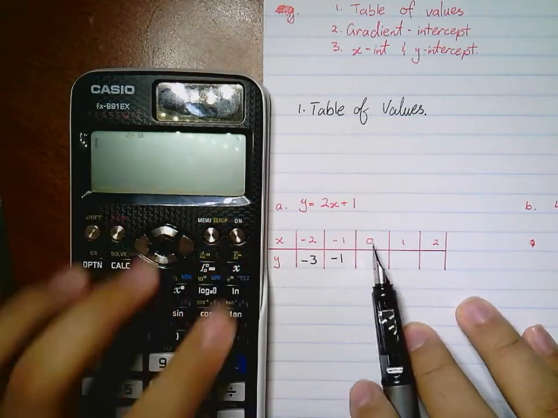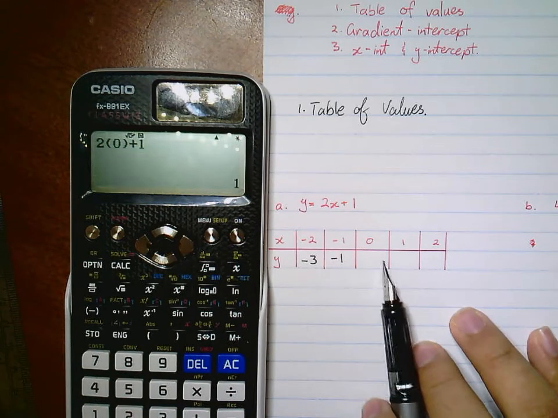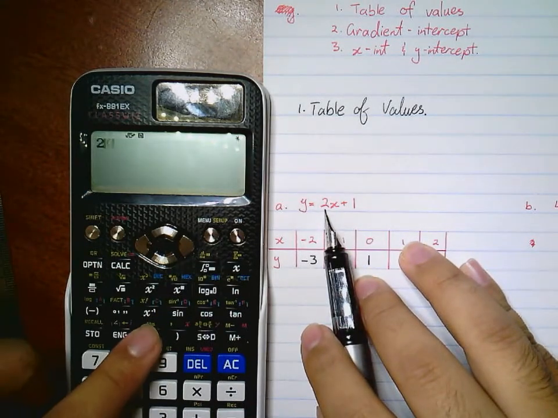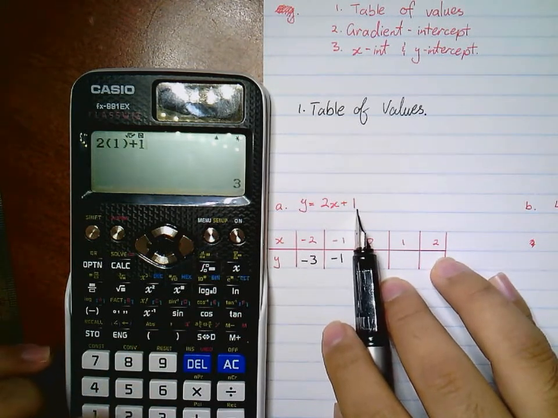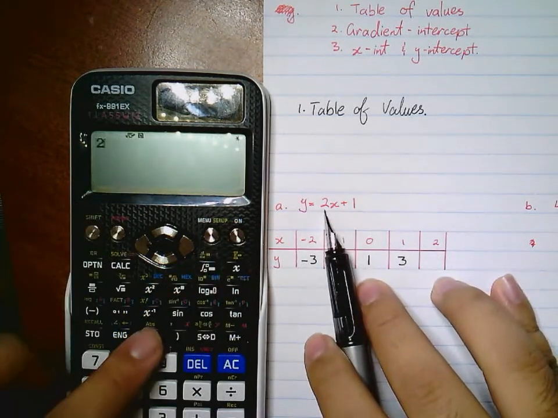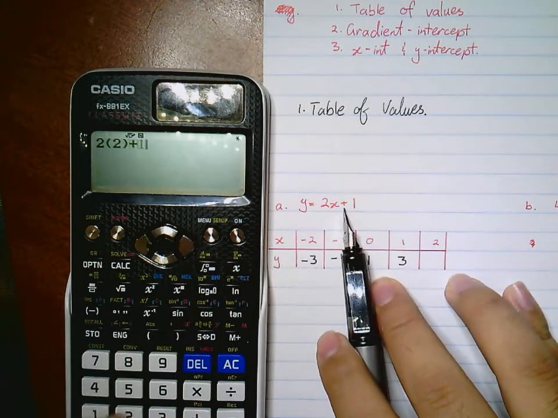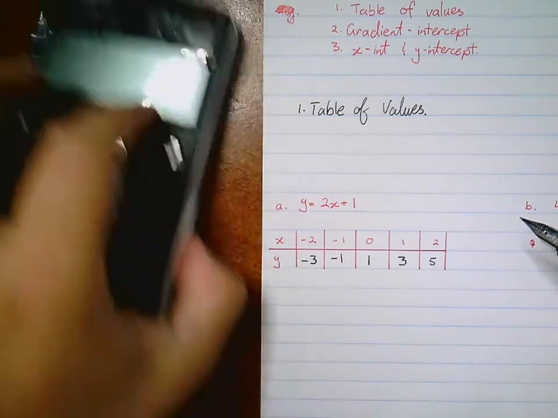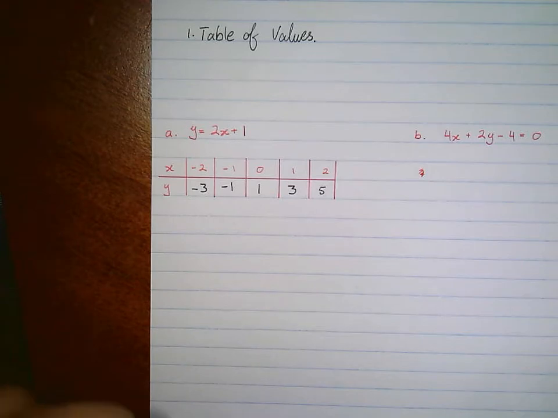And we keep going in this process. 2 bracket times 0 plus 1, get 1. 2 bracket times 1 close bracket plus 1, get 3. And finally 2 bracket times 2 plus 1, and we get 5. Now, using these values that we have from our table of values, we can now draw our line.